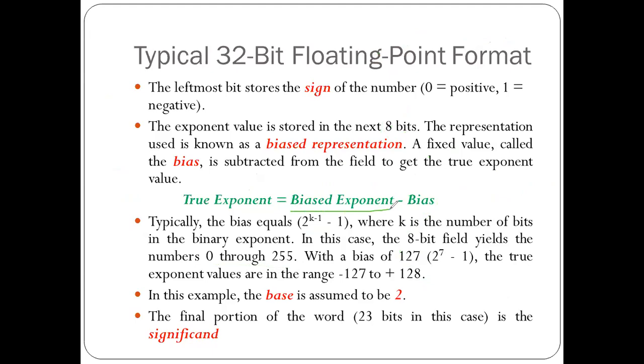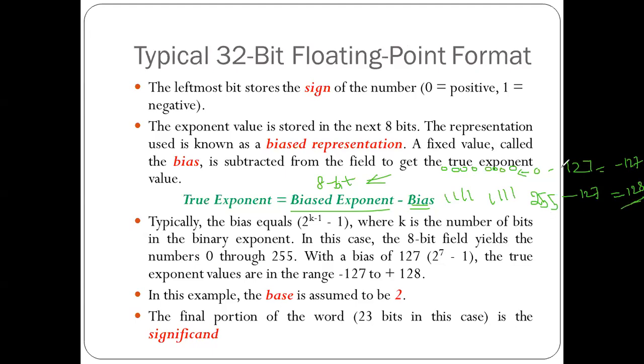Okay. So our biased exponent is 8 bit. So I can have values from 8 zeros to 8 ones, which range from 0 to 255. If I subtract my bias value, which is nothing but 127, then I'll be getting the true exponent values ranging from minus 127 to plus 128.